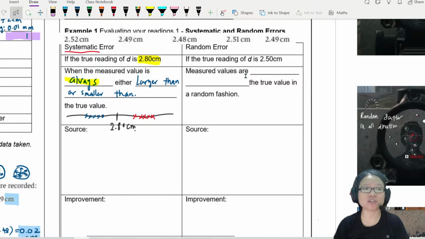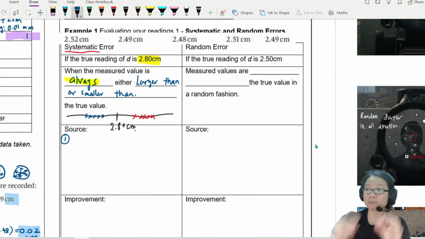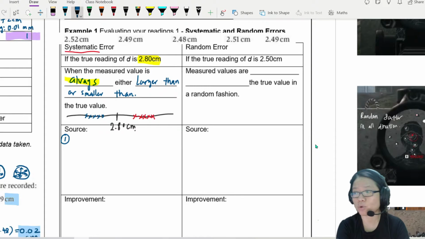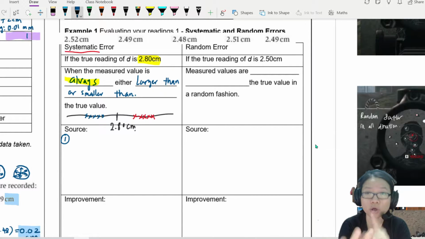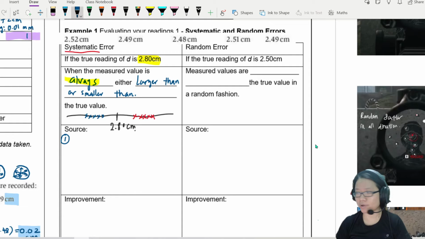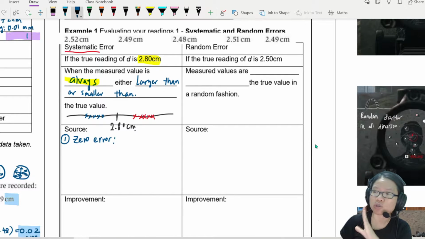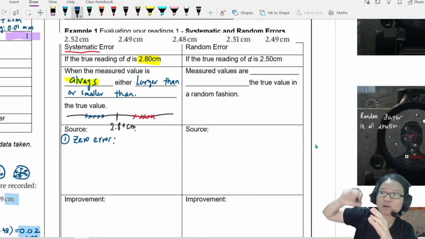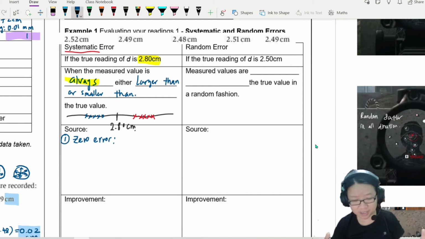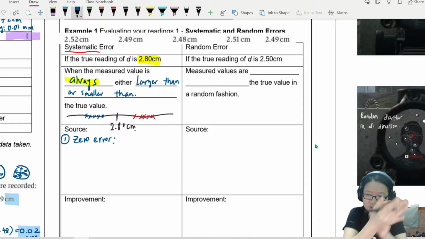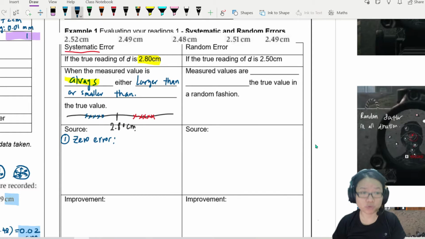Always. So it's always either smaller than, for example, if you look at these plots, or always greater than. So what are the sources of your systematic error? What could cause this systematic error to happen? Whose fault is it? Well, let's say you use a ruler, there could be that when it's supposed to be 0, it didn't give you 0. And we call that zero error. The main source is your instrument. Maybe the micrometer screw gauge is too tight. Maybe the vernier caliper rail is a bit off center. So zero error is due to the instrument.